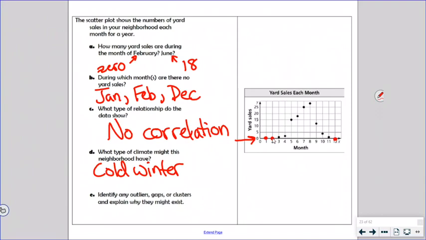Identify any gaps, clusters, outliers, whatever. There's a gap right there. So that's what I see.